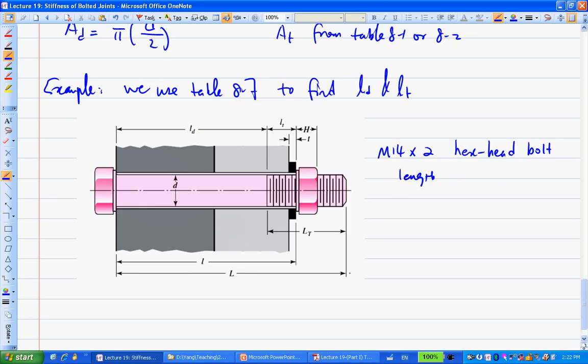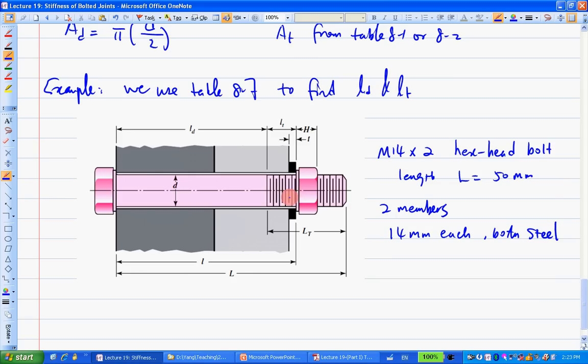Length is basically the L right here. So choose a length of 50 millimeter. We don't know whether this 50 is good or not yet. And the members, there are two members. Each member is a 14 millimeter steel plate, so same member, both are steel.